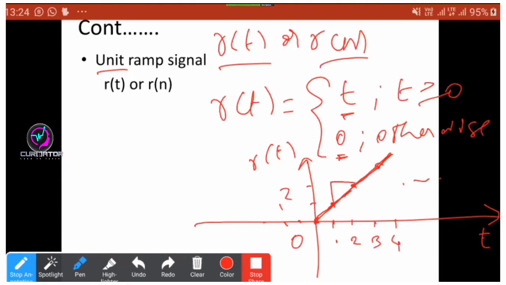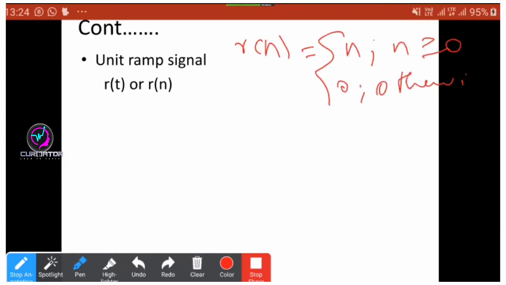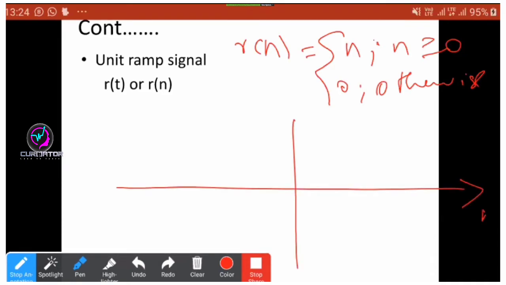Now let us see this same ramp signal as a discrete time signal. It makes it even more clear. R of n is equal to n for n greater than or equal to 0, 0 otherwise. Let me plot the graph for this. On the x-axis it is n, here it is 0, here it is r of n. This is 1, 2, 3, 4 up to infinity. Here these are negative values.